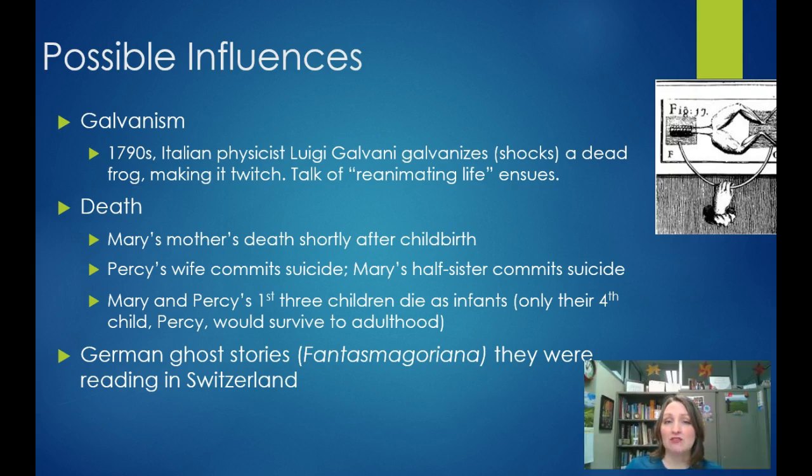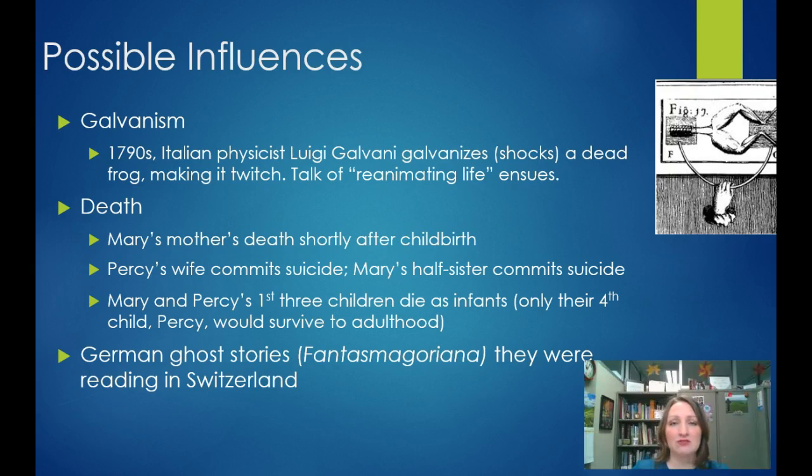We have Percy's wife committing suicide, Mary Shelley's half-sister committing suicide, and 3 of the 4 children that Percy and Mary had together would die before they reached adulthood. So death surrounded her in a lot of ways. Obviously, mortality rates were higher during the time that Mary Shelley was alive because medications were not as good as they are today. But that's still a lot of death for a young woman who is just married to someone and has escaped to the countryside of Switzerland. So those were definitely influences.